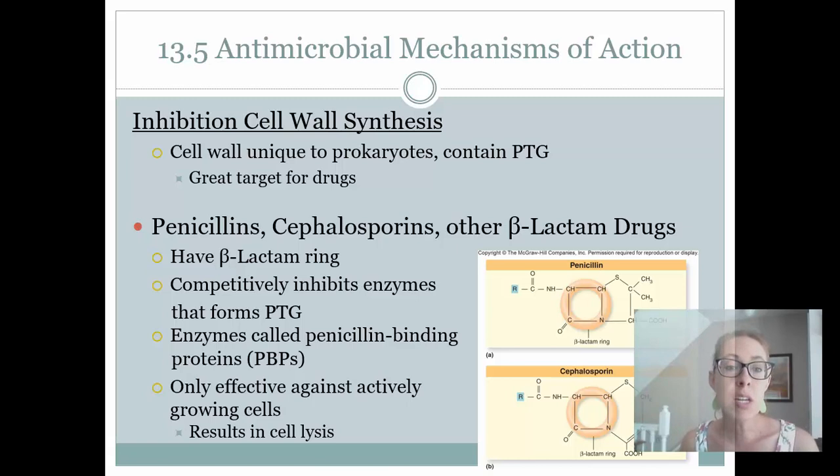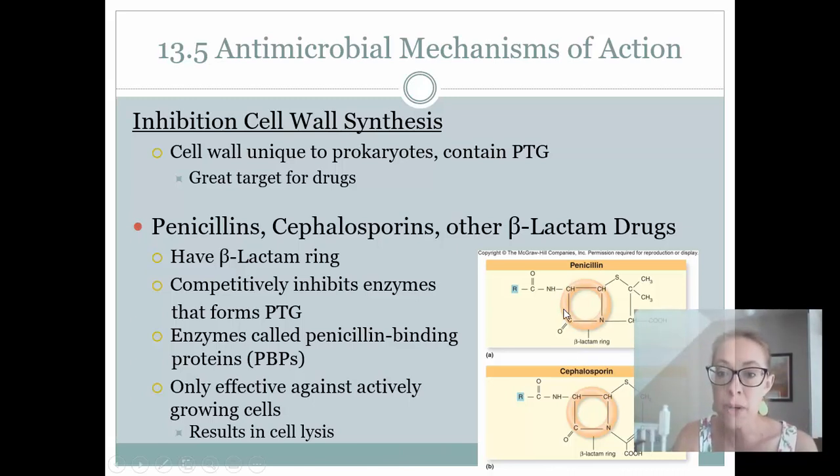So we've mentioned a couple of different antibiotics up till now. We're going to begin by talking about penicillin and cephalosporin. These are part of a group of drugs called beta-lactam drugs, and there are a number of different kinds of beta-lactam drugs. But penicillin, cephalosporin, and all of these drugs collectively have a similar structure within their compound. It's called a beta-lactam ring. That's why they have the name beta-lactam drugs.